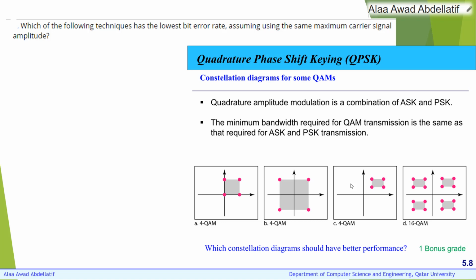Compared to 4 points, which is better? Differentiating between 2 points or between 4 points? 2 points, I mean, has the lowest error and only 2 bits. But who has high data rates? QPSK or binary PSK?